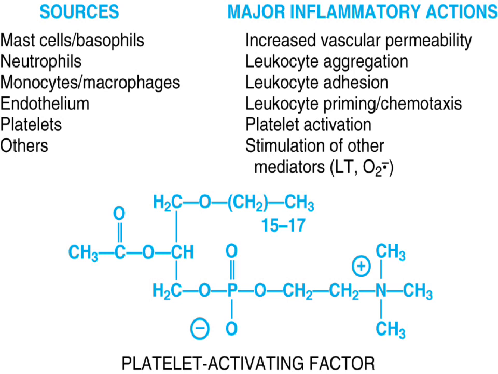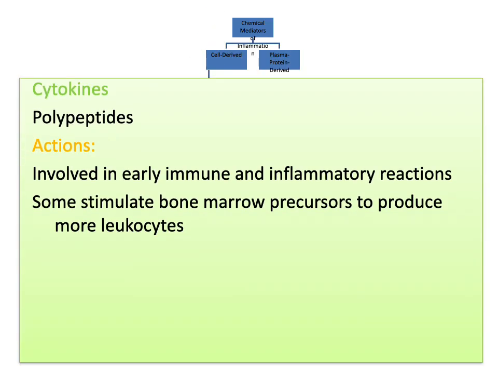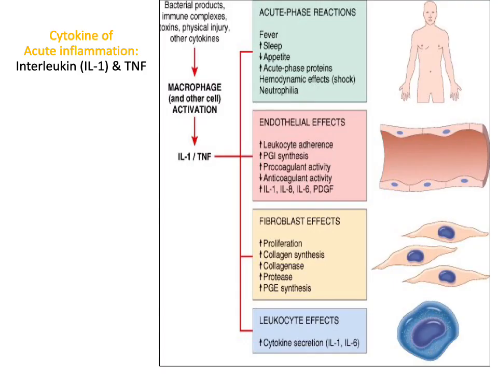We also have platelet activating factor. Again, it's a major player in inflammation. It serves to increase vascular permeability and facilitate movement of leukocytes. Okay. You have markers for acute inflammation. The most important would be TNF, interleukin 1, and interleukin 6. The mother cytokine is TNF, or tumor necrosis factor.